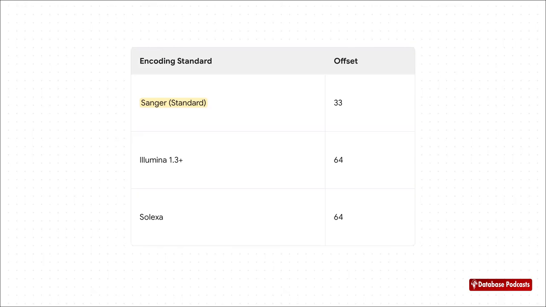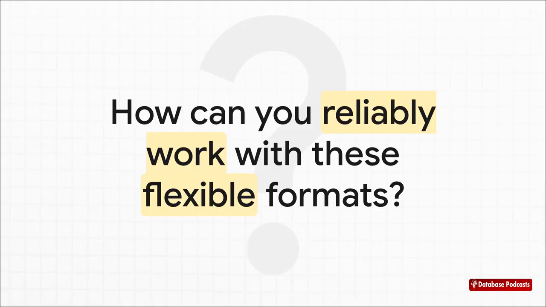Now, I should point out that in the early days of sequencing, there were a few different encoding standards floating around, each with its own offset value. It caused a lot of confusion. Thankfully, the field is now pretty much completely standardized on the Sanger format with its offset of 33. The crucial thing to remember is that you have to know which encoding your data uses to interpret those quality scores correctly.